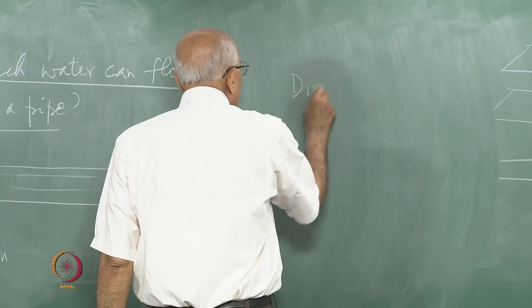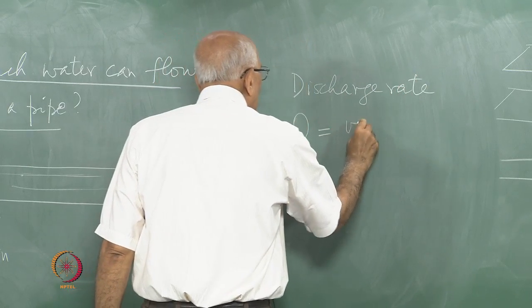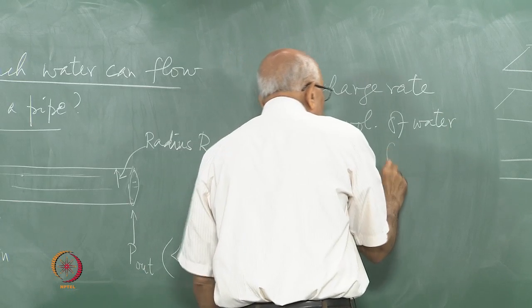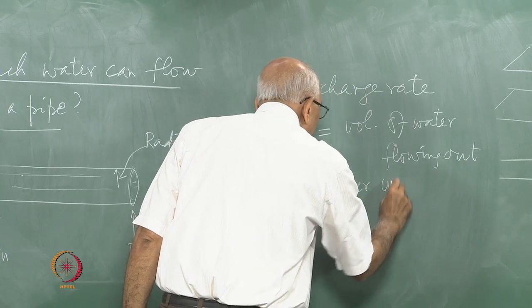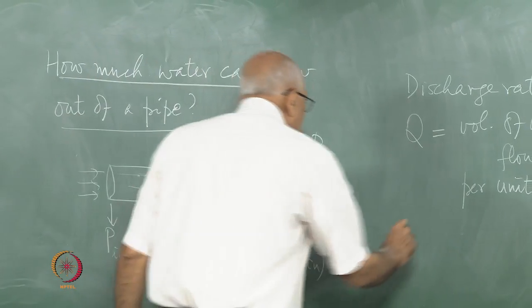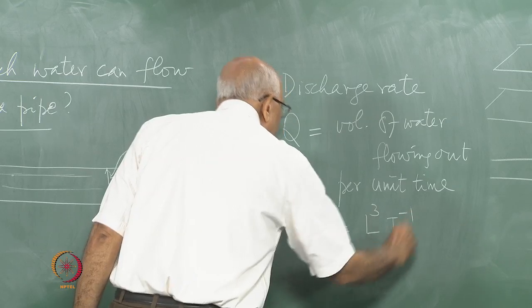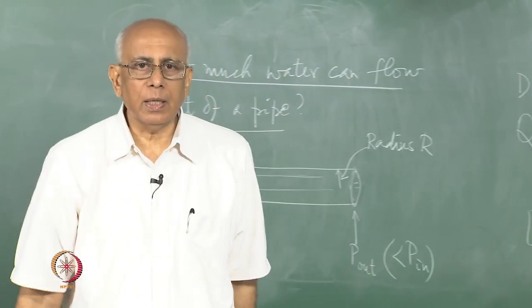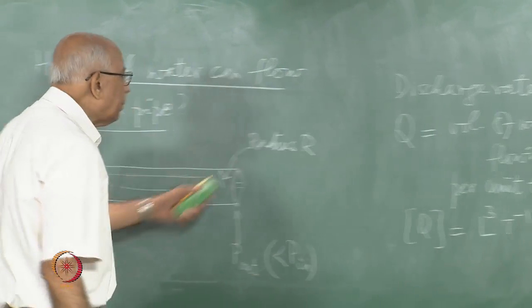So the discharge rate, it is called Q, this is equal to volume of water flowing out per unit time. So it right away tells you that the physical dimensions of Q is the dimensions of volume, which is L cubed per unit time, so T inverse. So we immediately know that it has got to be some L cubed T inverse, that is it, volume per unit time. Okay. Now comes the following question: how does it depend on the radius R?